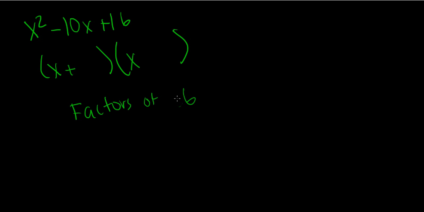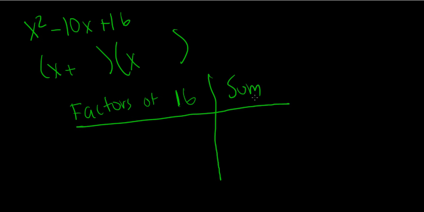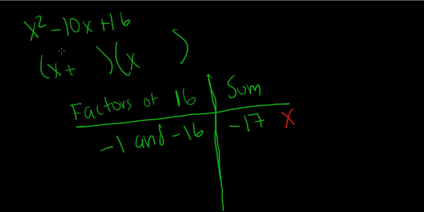Keep in mind that if we have two negative numbers, when they multiply together, they're still a positive number. So we can use two negative factors, and they would still be factors of 16. Our first factors are going to be negative 1 and negative 16, because negative 1 times negative 16 still equals 16. And when we add them together, we get negative 17, which is not what we're looking for. So we're going to look at other factors.